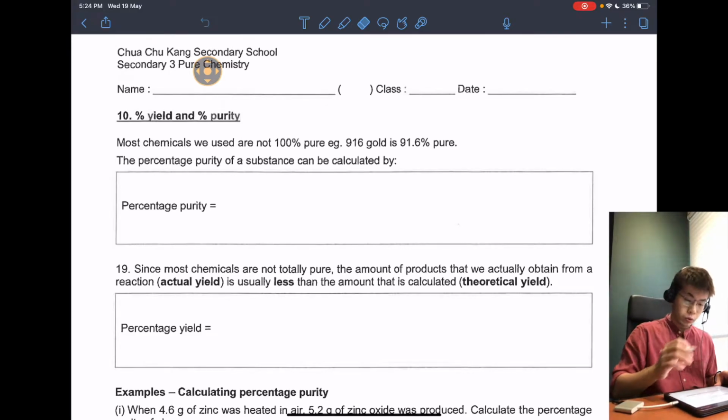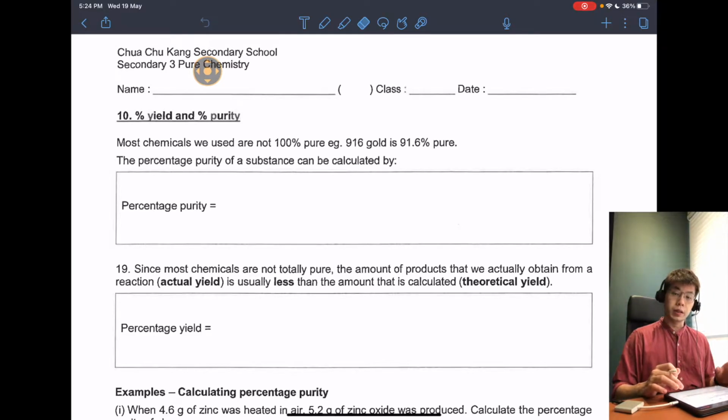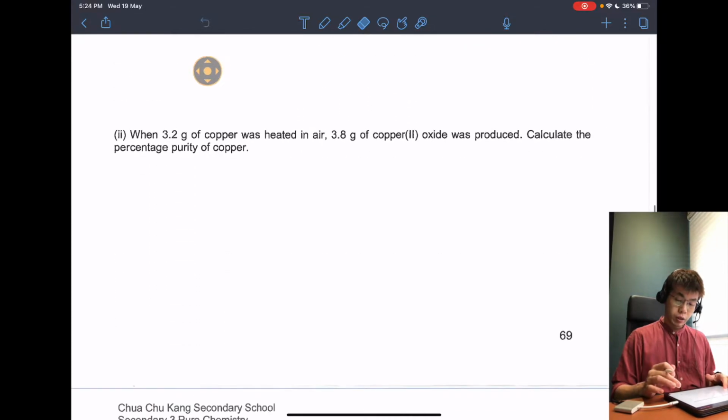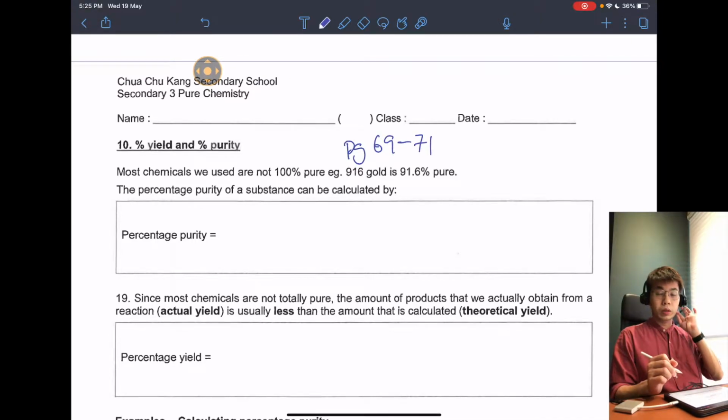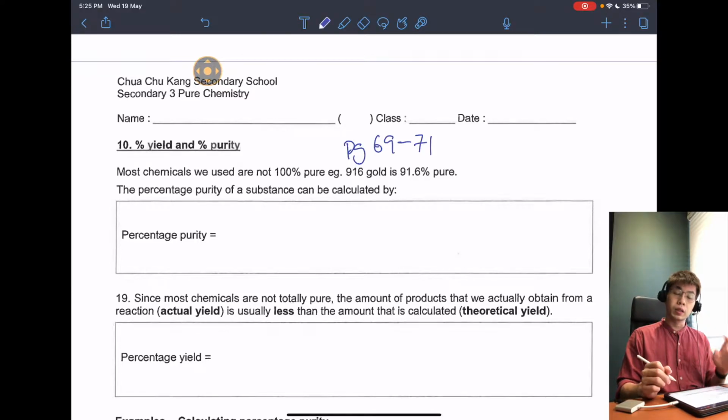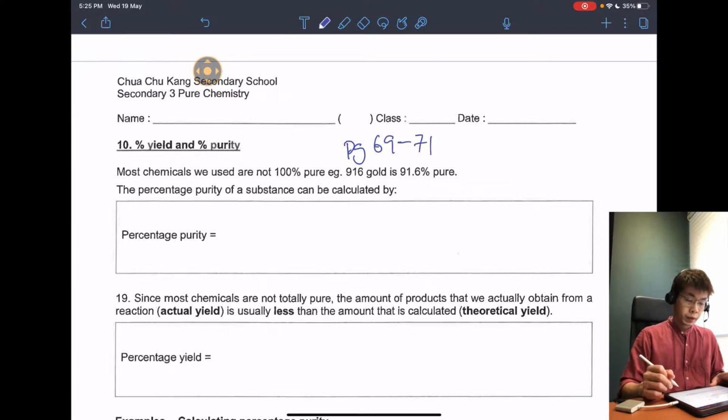Good afternoon. So today I'll be talking about percentage yield and percentage purity, which is starting from page 69 all the way until page 71. So I'll be going through the different questions and you can check your answer accordingly. Right, but before that, let me go through some things that you should remember.